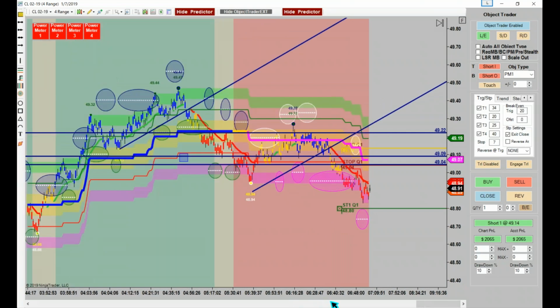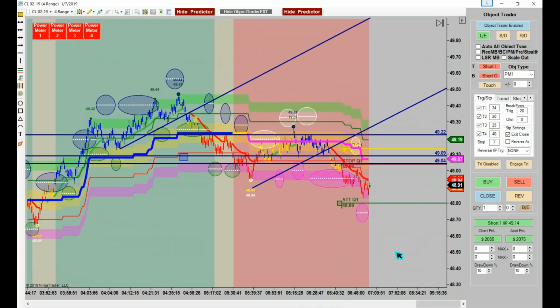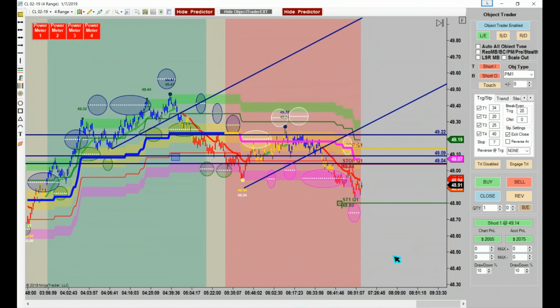Okay. I like to look to the left to trade the right. You know, I've taught this for years, and I feel it works pretty well.